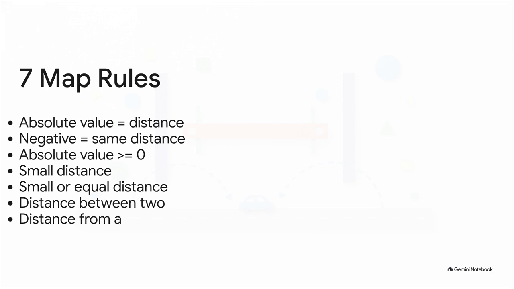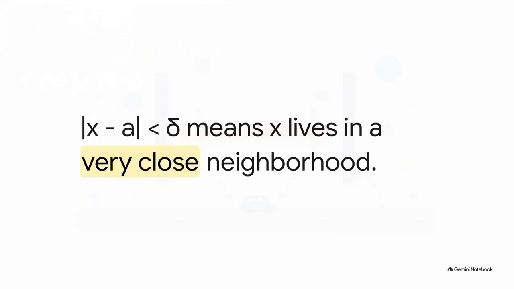Every single one of these rules takes a confusing math symbol and translates it into a simple, undeniable physical truth about a map. And this is exactly how you read high-level calculus. When you eventually see a terrifying limit definition like absolute value of x minus a is less than delta, you won't panic. You'll use our translation technique to read it as the distance between x and a is less than a tiny number delta. In other words, x lives in a very, very close physical neighborhood to a. It's just driving directions on a map.